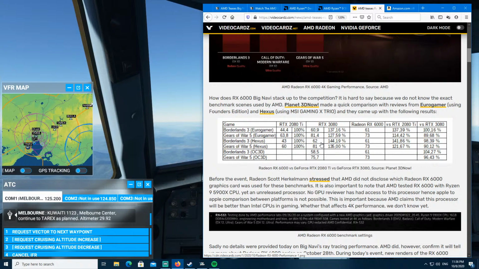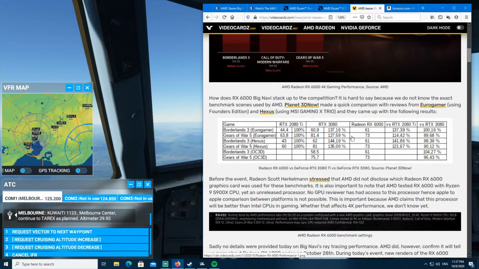I'm having a hard time reading this. Gears of War. What is this 60, 100%? What does this mean? Radeon 6000, 73. Does that mean it's on 4K? You get 73 frames compared to 60, 81 frames. So it's a little bit better than the 2080 Ti, a little bit less than the 3080. That's what they say.